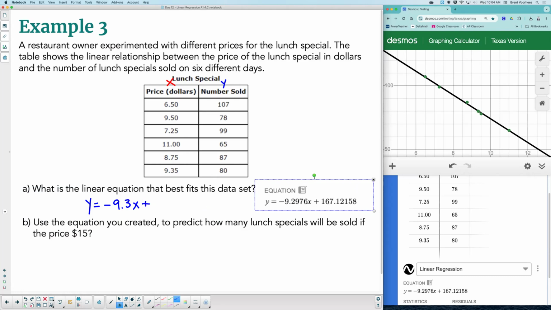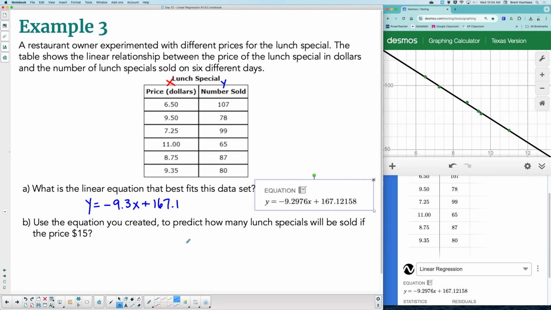Now, what about over here? Plus 167 point, okay, here's a decimal, 12158. We're talking about just the 1 here. Why just a 1? Because 2 is 4 or less. If it's 4 or less, you let it rest. So that's our equation there. That's the equation we're going to use.